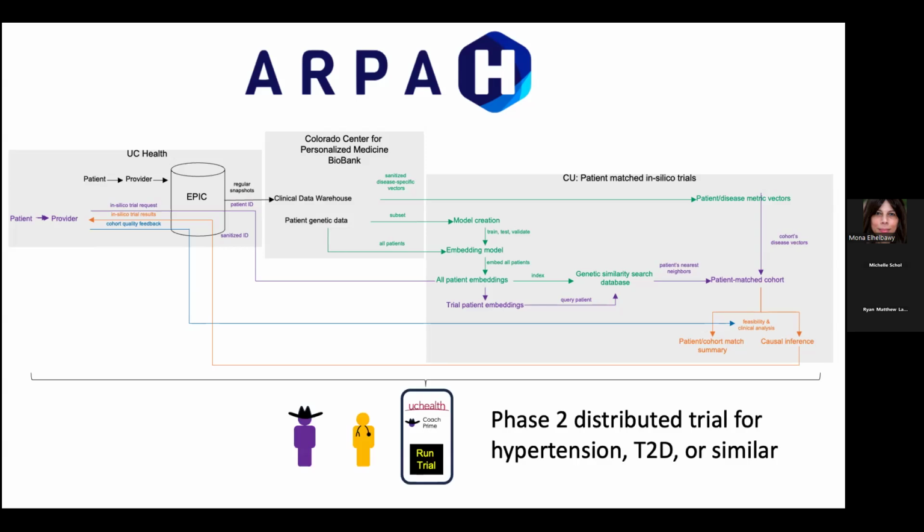And we're going to take this entire system, and we're proposing to do a phase two distributed trial for something like hypertension or type 2 diabetes, something that's pretty common, has major health disparities, and the outcomes are pretty quick, you know, glucose levels or blood pressure levels. So our whole idea is to actually build and deploy this system in the five states that UC Health spans and several hundred clinics. We really want to push this out to primary care providers so we can actually start to see some of the benefits of personalized medicine. Right now, personalized medicine is super expensive.